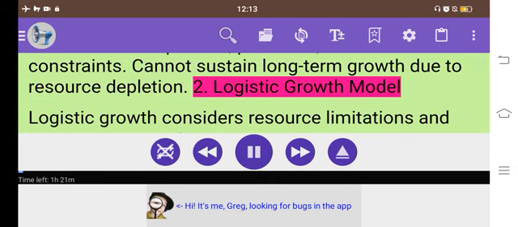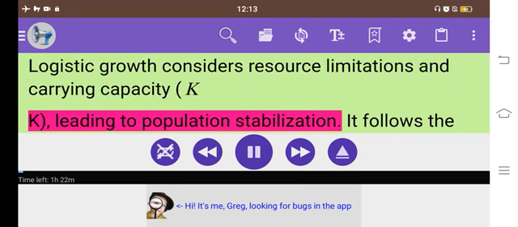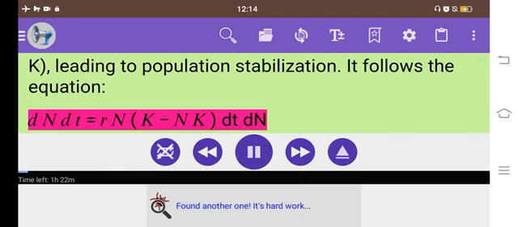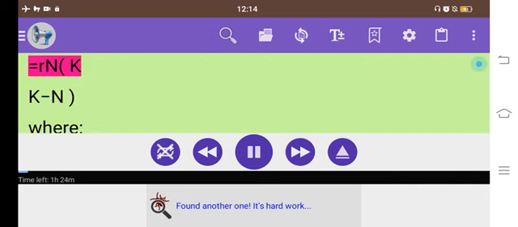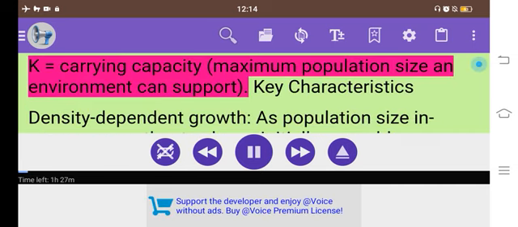Logistic growth considers resource limitations and carrying capacity K, leading to population stabilization. It follows the equation dN/dt = rN(K - N)/K, where K equals carrying capacity, the maximum population size an environment can support.